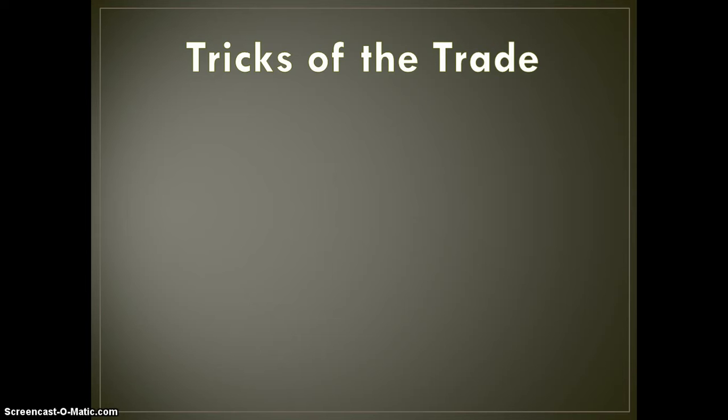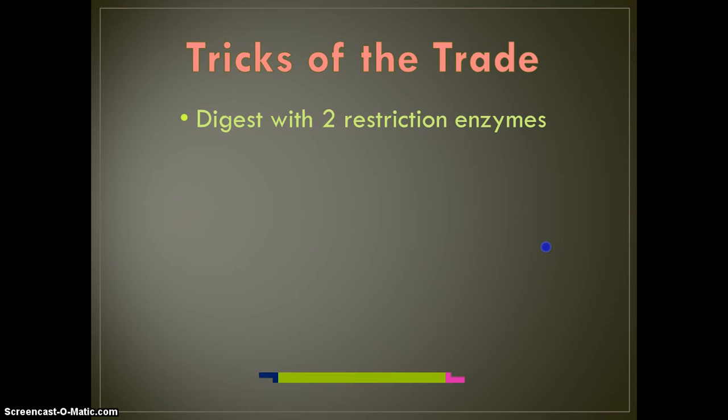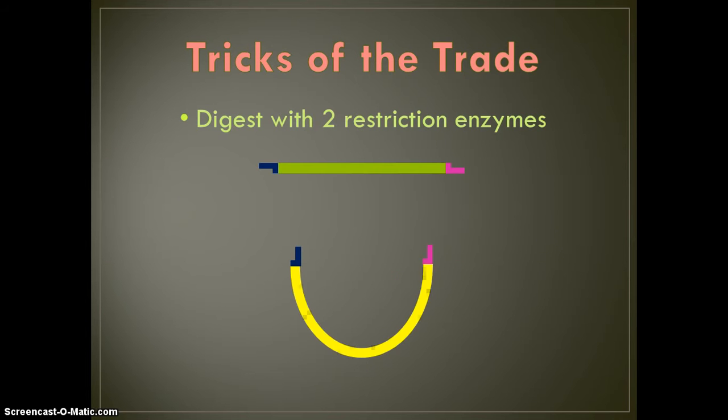One of my favorite tricks of the trade is using two restriction enzymes when building my recombinant plasmid. This way, my gene and also my vector have two different sticky ends. This ensures that the gene is inserted in the right direction.